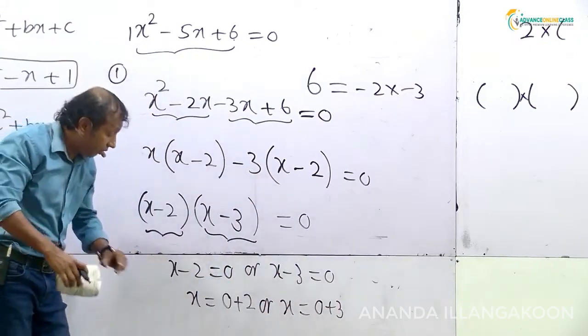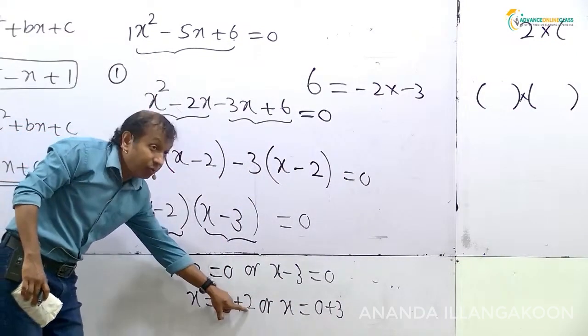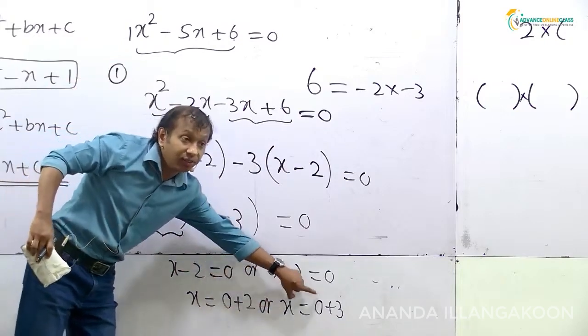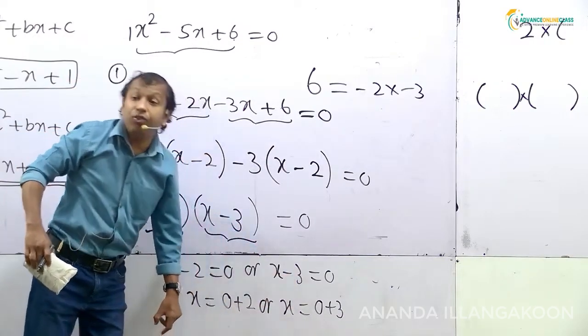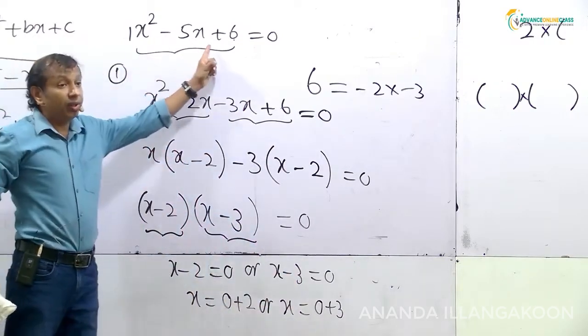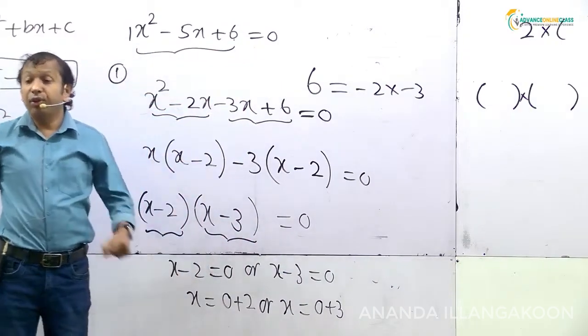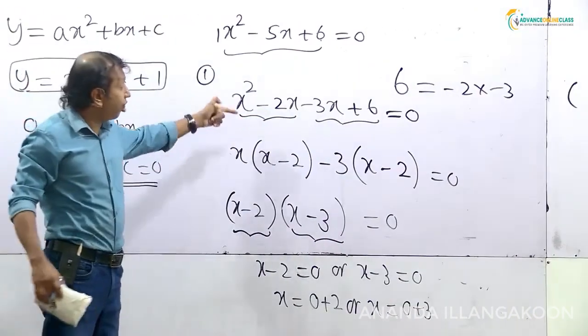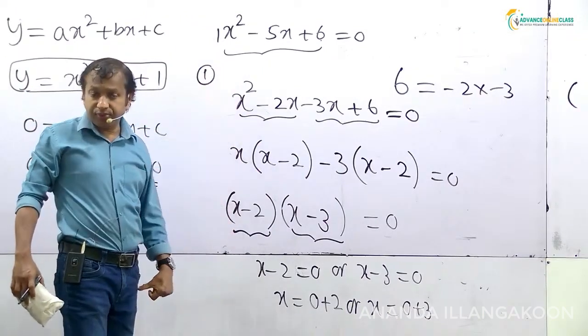Okay. Then what do you get? x plus 2 equals 0 means x equals minus 2, one solution, as we explained. The other one, 0 plus 3 is 3, the other solution. So therefore, when you are given a certain quadratic equation this way, the first method of finding solutions is by factorizing like this.